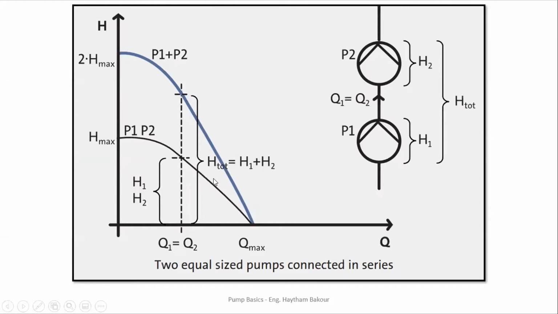So we can reflect that on the power curve, in black for each curve, for each pump. When we are doing that in series, P1 plus P2, we can have a higher and double head. Maybe we need a higher pressure, so we connect those pumps in series. So we reach H total equals H1 plus H2, where the flow rate is stable for both of the pumps.